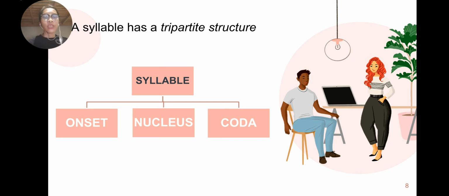So there are three components. We have the onset, nucleus, and coda. So what are these? What is the onset? What is the nucleus? And what is a coda? Let's see.